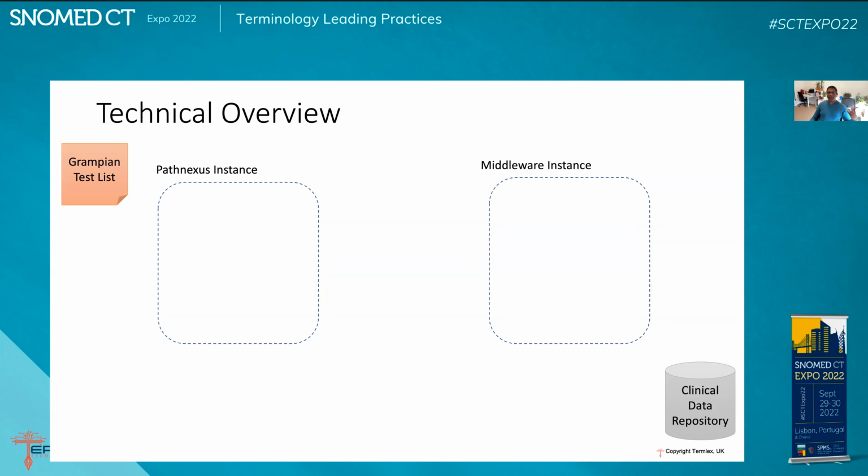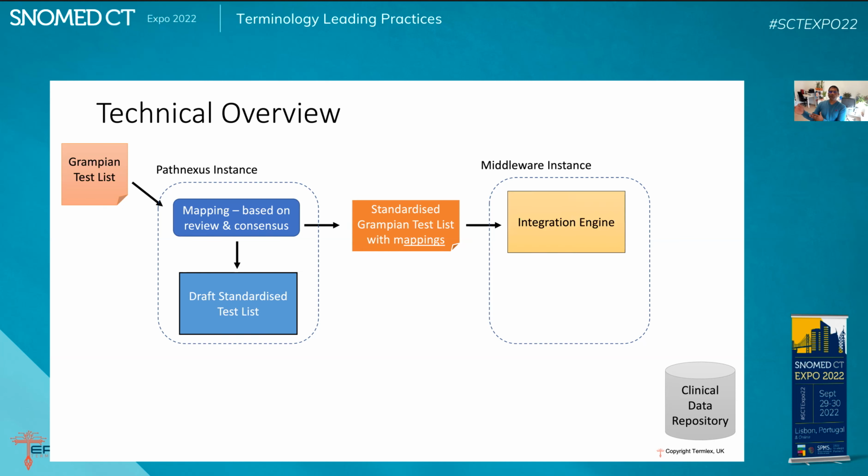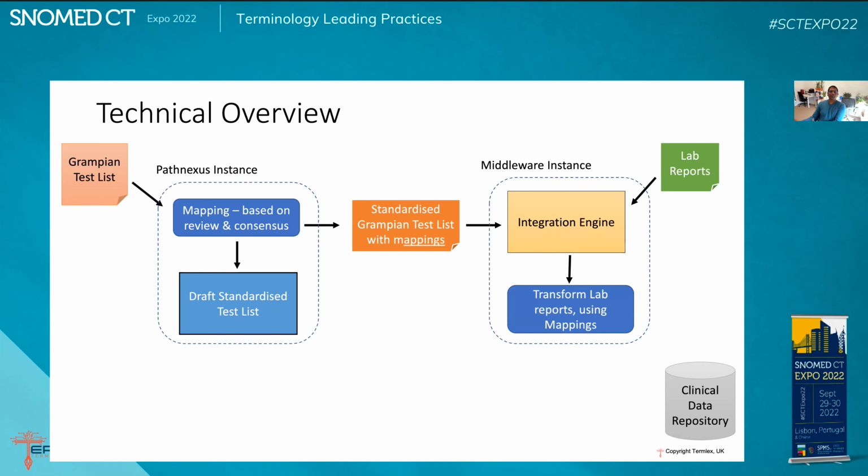So the plan was to take the Grampian or a site's test list and feed it into the engine that could allow them to do the mappings to SNOMED CT, right? Essentially, that's the way of standardizing their test list into SNOMED. And then they would start to populate what they would call a single standardized test list. Going forward, these maps are then available in the integration engine. They feed their lab reports into this space, and what comes out is that they use the mappings on the fly to transform these reports and make them standardized lab results, right? So that's basically what their POC was, and that was their broad use case.